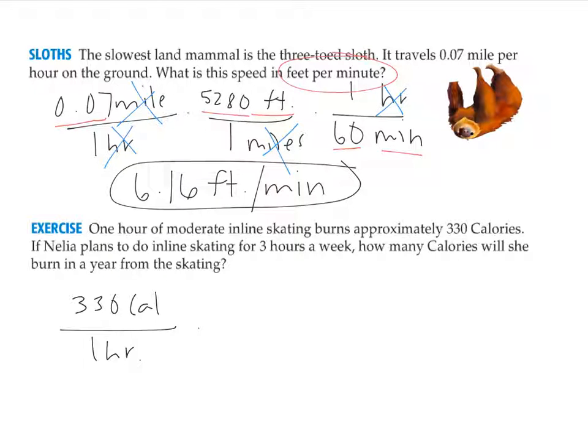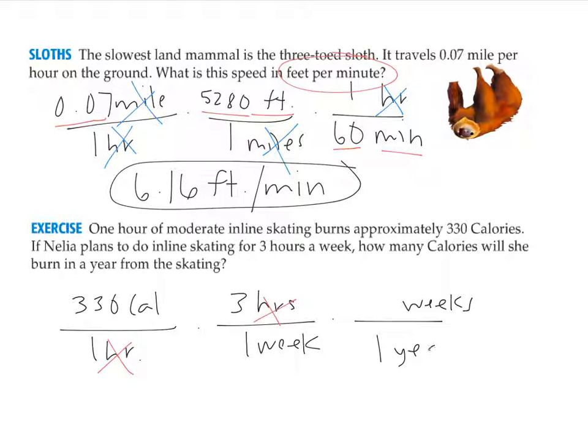Now we also know we need to get to calories per year, so we can leave calories in the numerator. We don't need to get rid of that, but we need to change hours to a year. So we also know she's skating 3 hours in 1 week. So now my hours cancel out. So now my ending units would be in calories per week, but I want calories per year. So let's see how many weeks are now in 1 year. Well, there are 52 weeks in 1 year, so now I could cancel out weeks, and my ending result would be in calories per year.